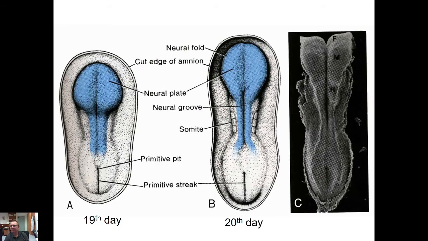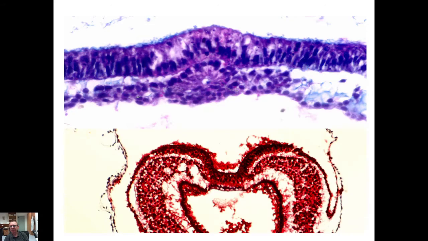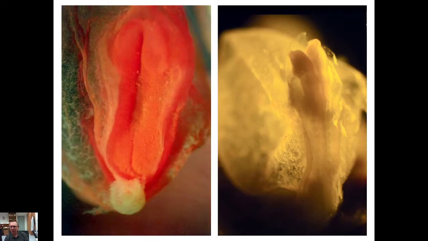Neural folds are very high, mainly in the cranial area where the brain will develop. This picture was already here, but this is the picture which I like the best, where our neural folds are very well visible, and you can see it is the end of the third week, and you can see that the embryo is now really tubular, not flat, not like a disc.